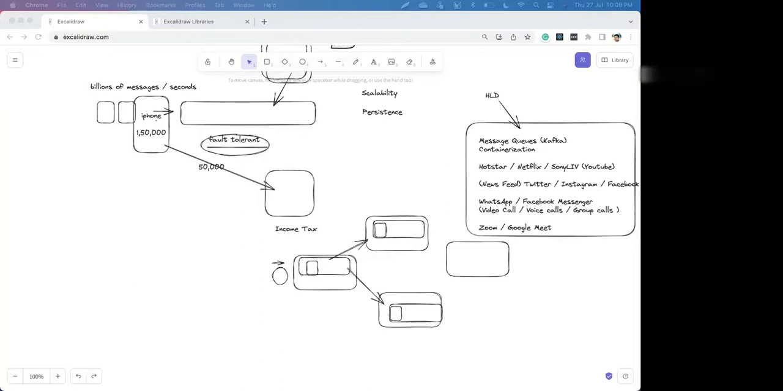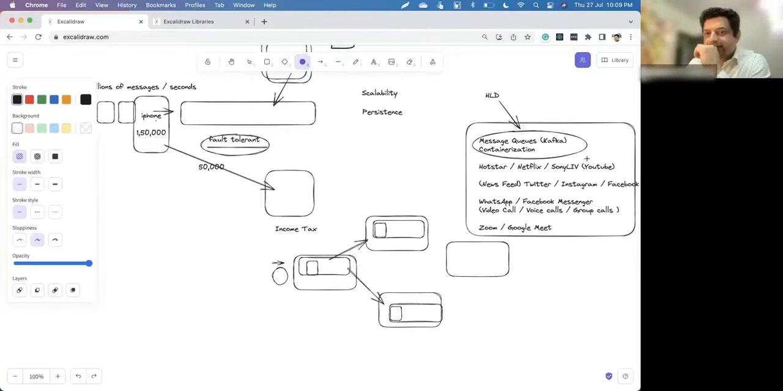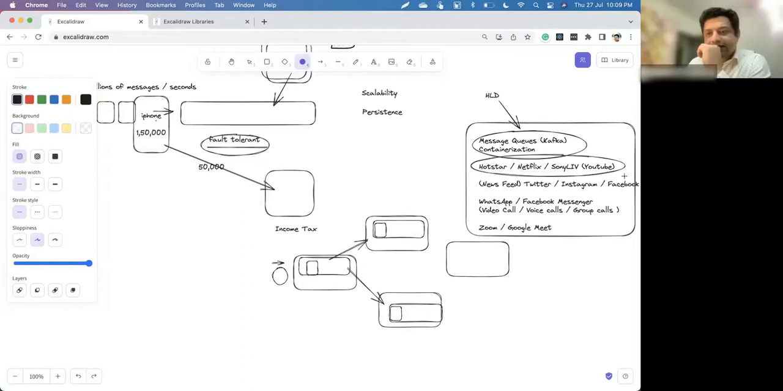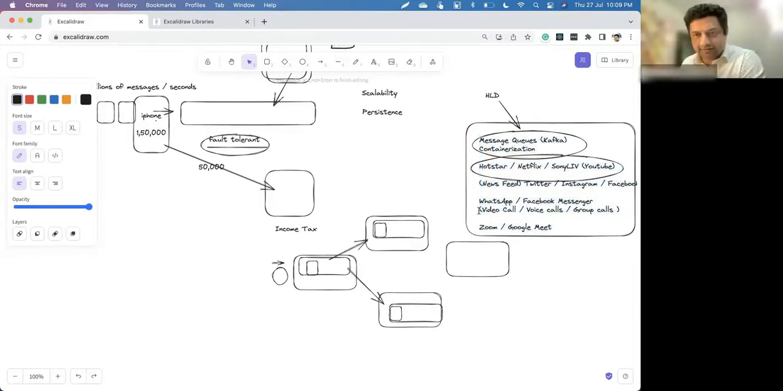Sure. Yeah, we have next 3 classes, right? Like you have listed Hotstar and newsfeed and video call, right? So we should be able to cover all these 3 in the next 3 classes. Yes. So HLD, first class, this one class. This one in the second class.